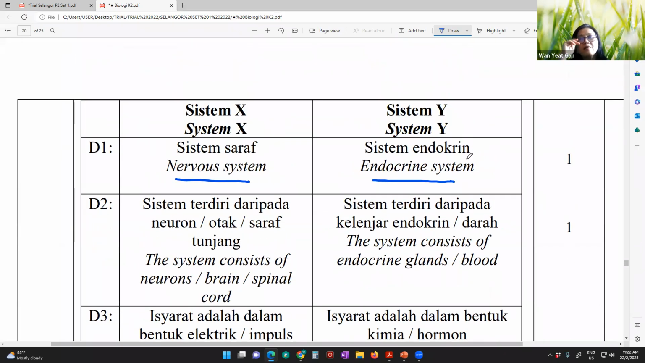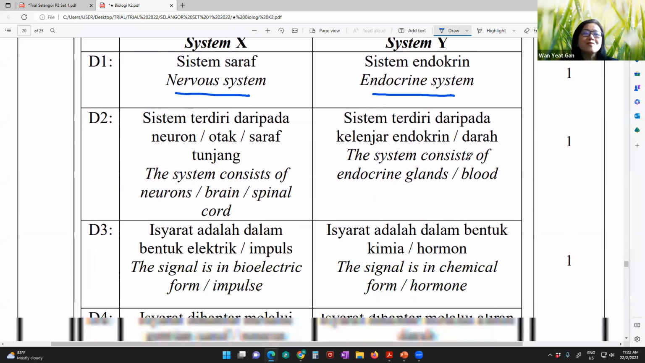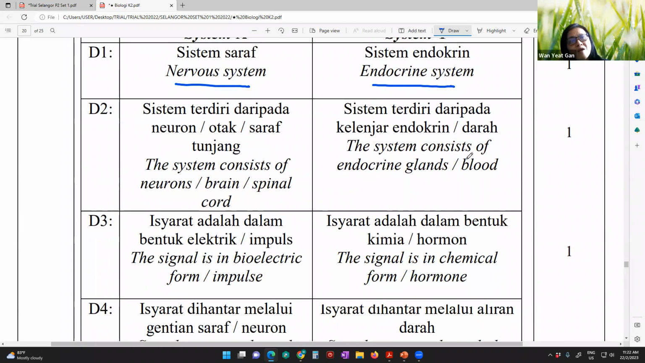Now here I want students to remember the aspects of differences, which makes it easier for you to remember. So here you look at, in terms of what is the component of the nervous system. So the nervous system consists of neurons, brain, spinal cord. What are the components?